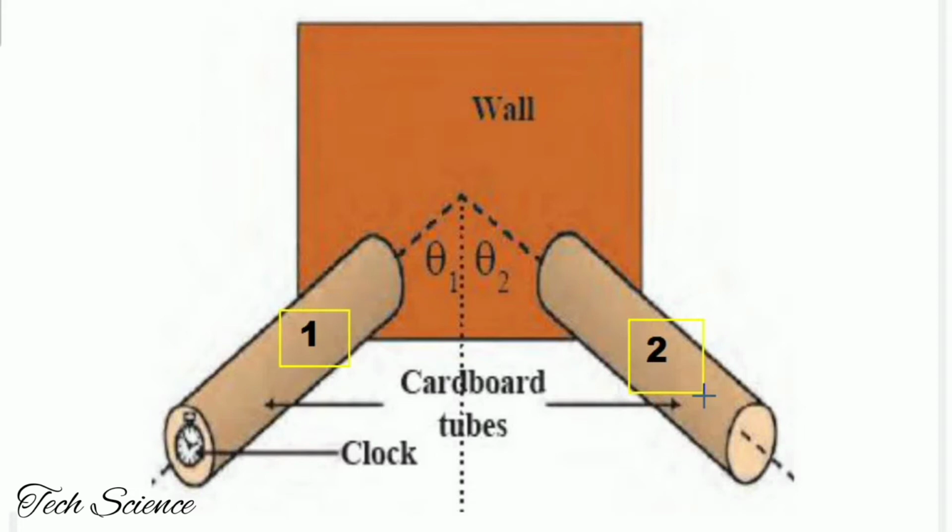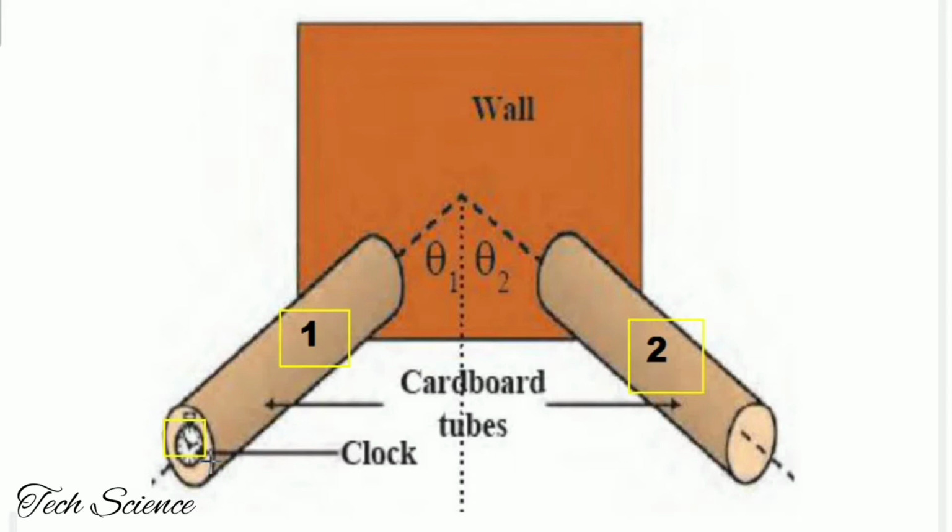So we have sufficiently long identical tubes. They may be called pipes. Generally they are made of cardboard, but nowadays you can use plastic pipes also. You have to arrange them on this table, in front of the wall, as shown in the figure.